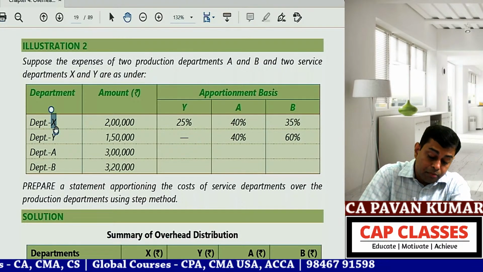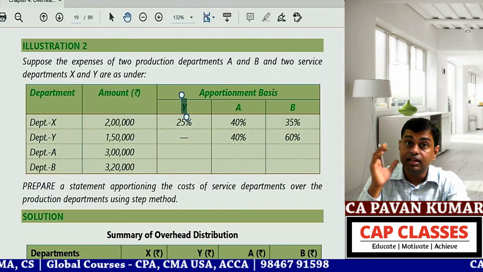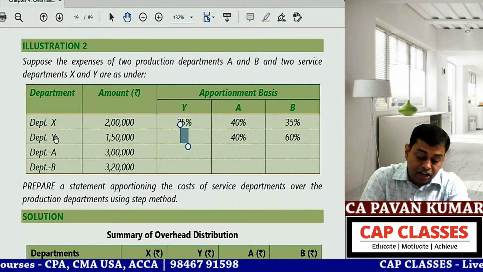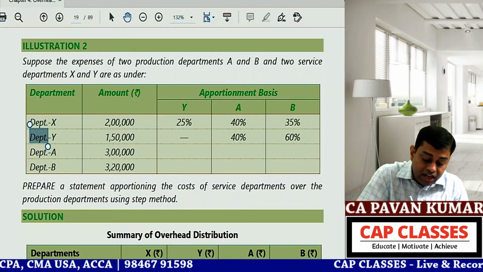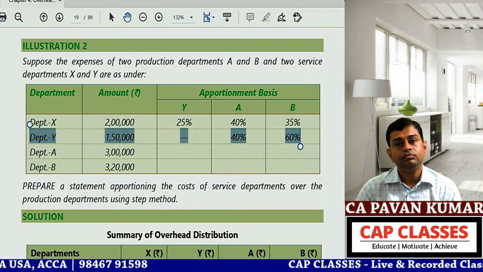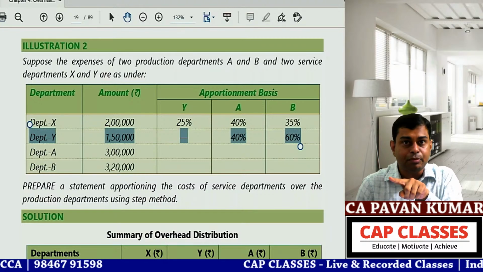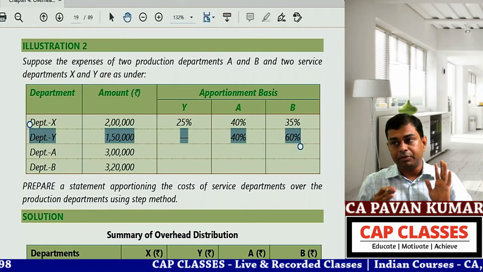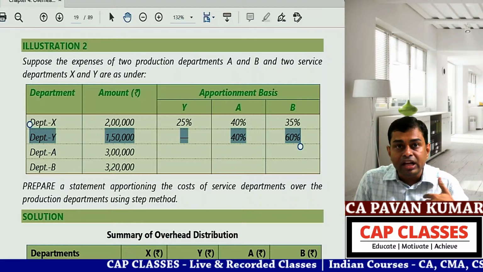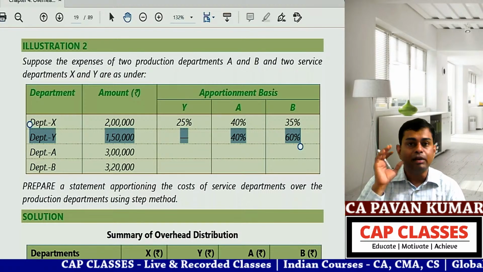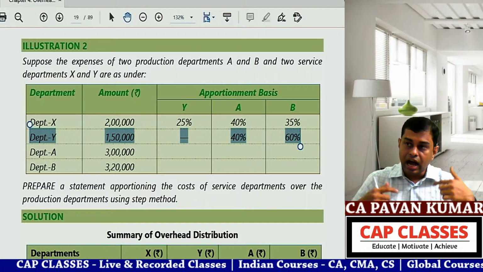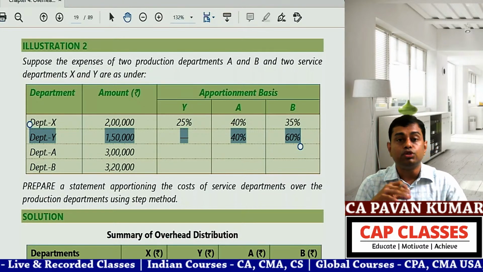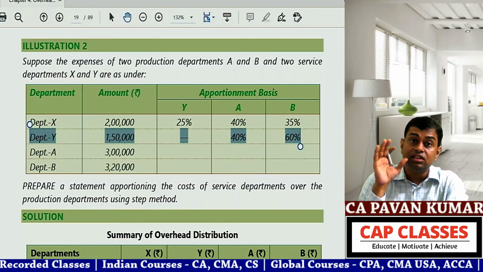That means department X is rendering service to department Y. Now department Y, 1,50,000, is not rendering service to department X. Department Y is rendering service only to A and B. That means one service department is rendering service to another service department, but reciprocal is not applicable. You are rendering service to me, but I am not rendering service to you. That is the second model. In the third model, you will render services to me and I will render services to you. That is the reciprocal method, where simultaneous equations, repeated redistribution or trial and error method will be used. That drama is not available in this question. This is rather a simple question.